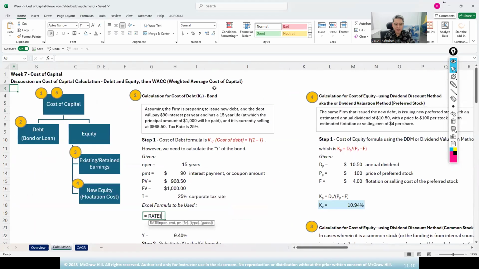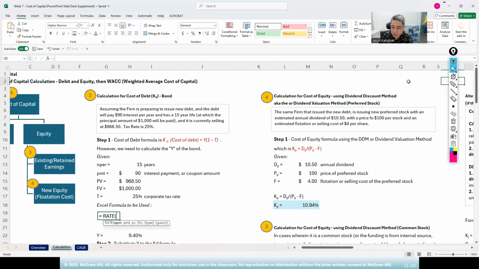Now we have calculated the cost of debt and the cost of equity, right? So remember, the weighted average is actually the cost of capital. So we would now compute the weighted average cost of capital, or a lot of folks would call it WACC.